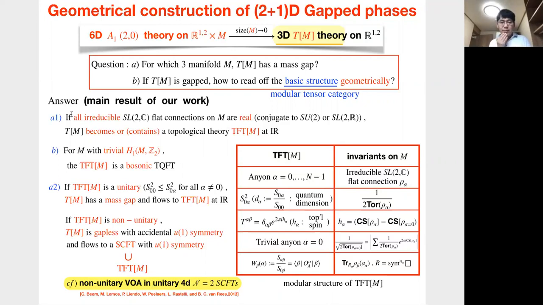So for a given three-manifold satisfying this criterion, we can read off this modular structure. Depending on whether this modular structure is unitary or non-unitary, we can give two different interpretations. When this modular structure is unitary, it means that this is gapped and described by a topological phase. If non-unitary, then it has a different interpretation.